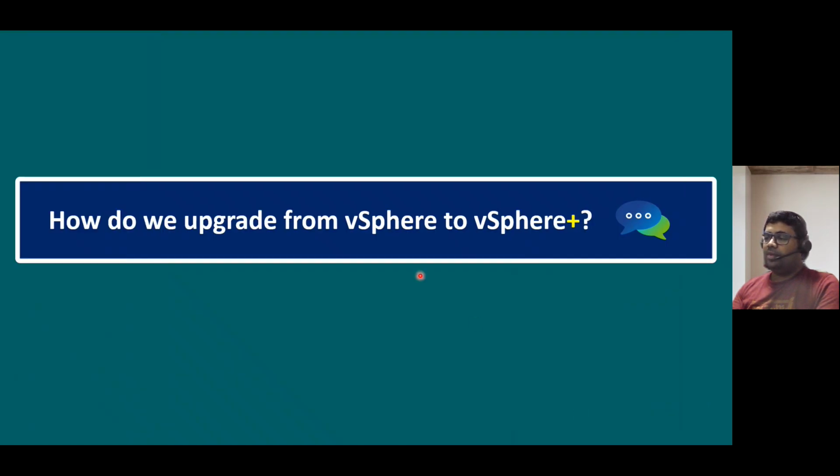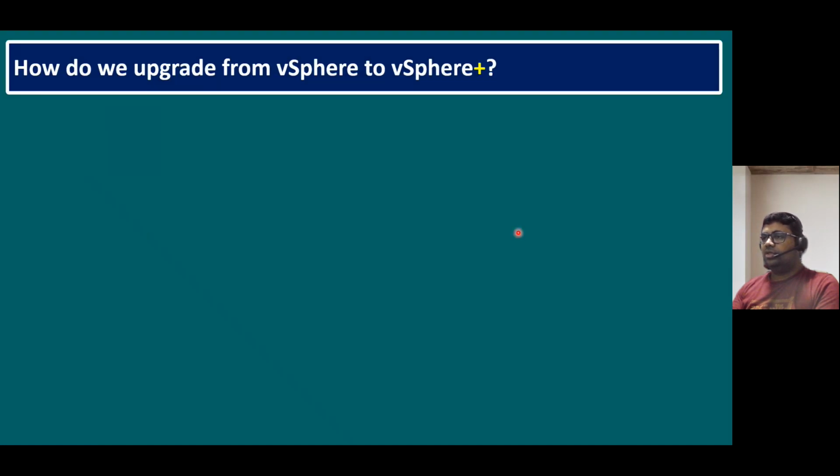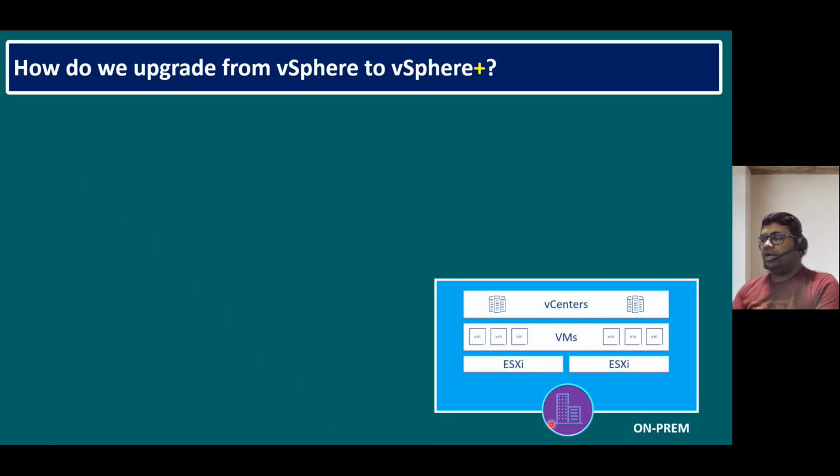Now, how do we upgrade from vSphere to vSphere Plus? Let's say customers have vSphere, and how do they move to vSphere Plus? Let's observe this upgrade process. Normally the upgrade process is like this: we have an existing on-prem vSphere environment. We have ESXi hosts and virtual machines. To manage ESXi and VMs, we require vCenter.